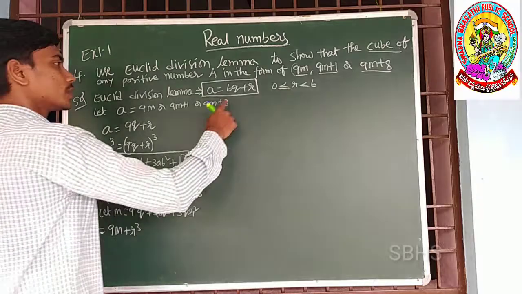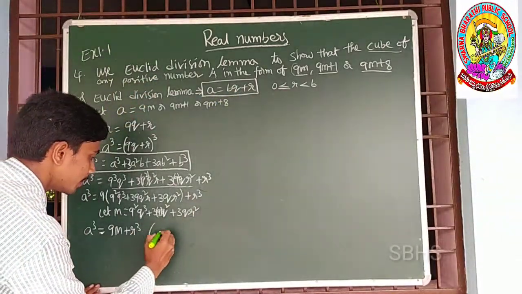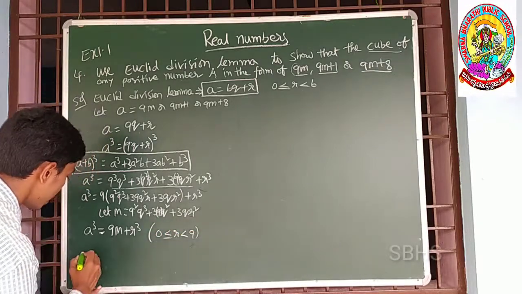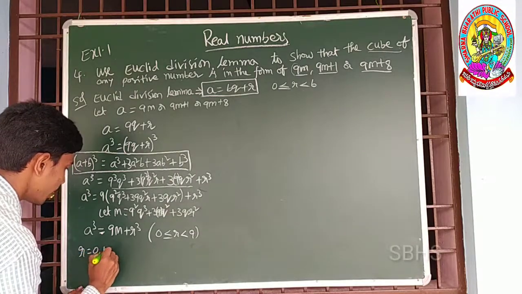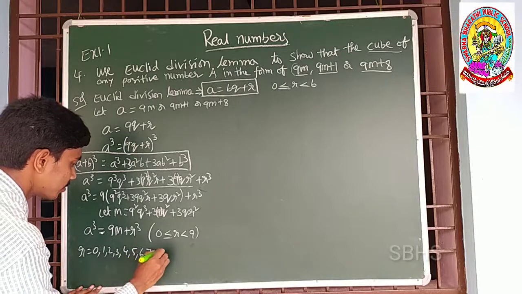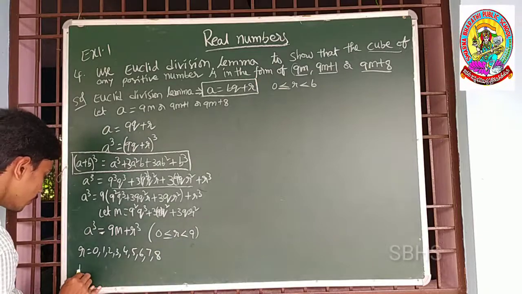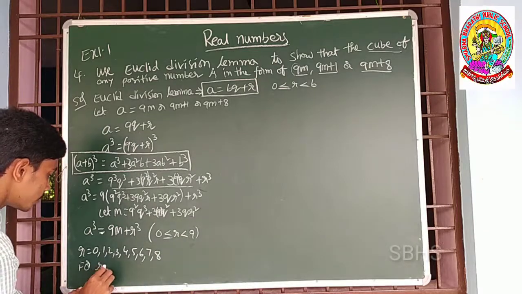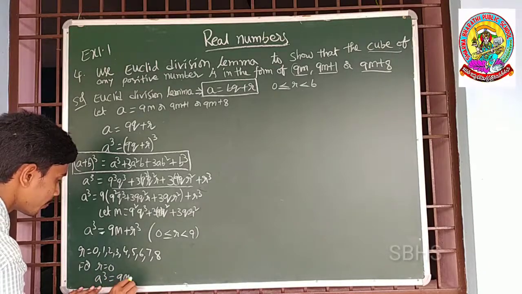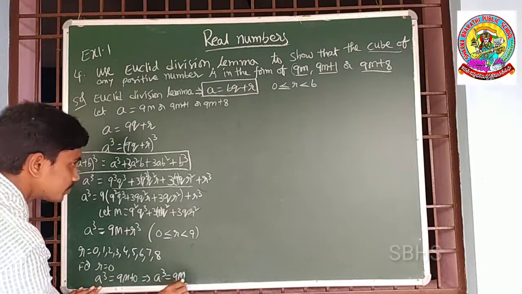but according to this, the r value is in between 0 and b, where the value is 9, so that's why r may be 0, 1, 2, 3, 4, 5, 6, 7, 8. It is not equal to 9 because it is less than 9. For r equal to 0, the entire term a cube is equal to 9m plus 0, that gives a cube is equal to 9m.